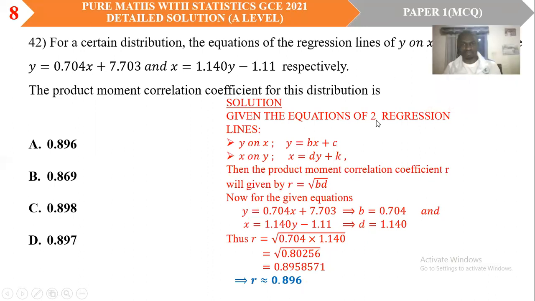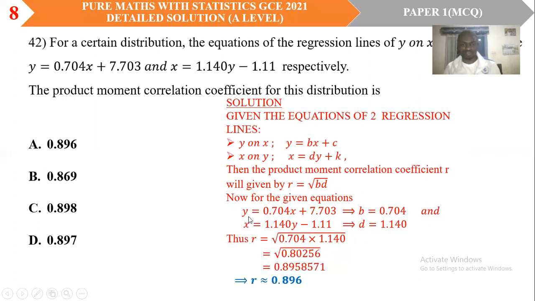Given the equations of two regression lines, y on x such that y is equal to bx plus c, and x on y such that x is equal to dy plus k, then the product moment correlation coefficient R will always be given by R equals the square root of the product of b and d.